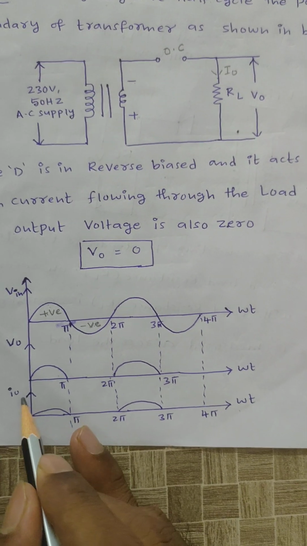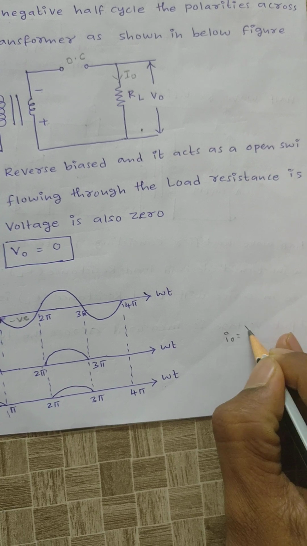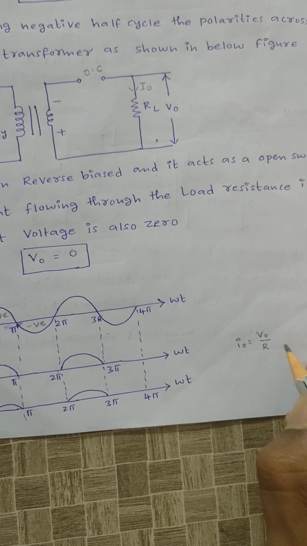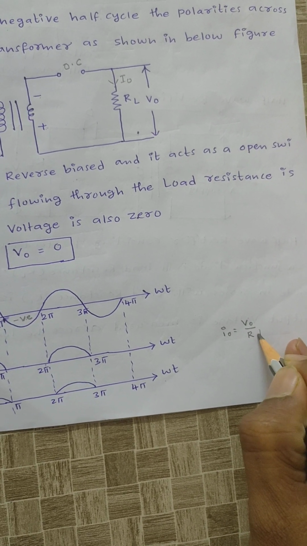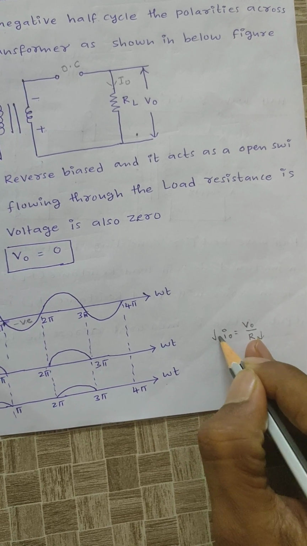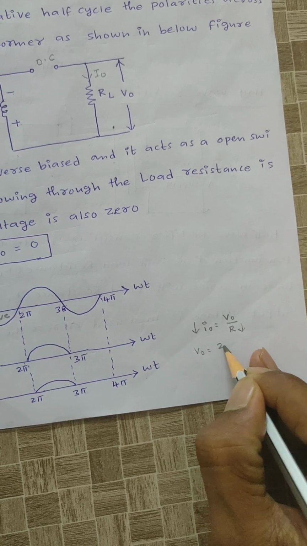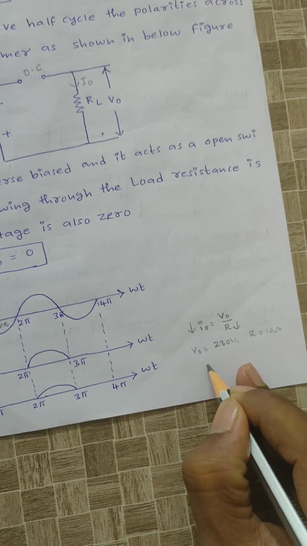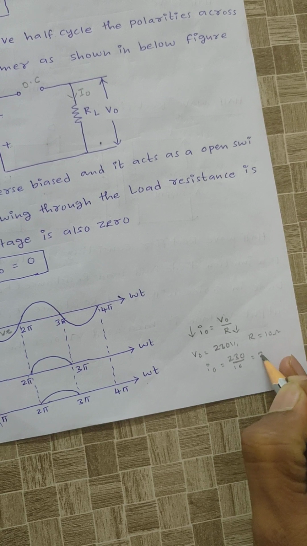Next see here, this I0 is the output current. Already we know that output current, I0, is equal to V0 by R. Because of the presence of resistance here, the current I0 will be less. For example, assume output voltage is 230 volts and resistance is 10 ohm. Then I0 will be 230 by 10, you will get 23 amperes, right? That means the magnitude of current will be less, right?